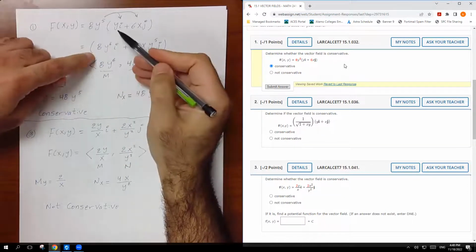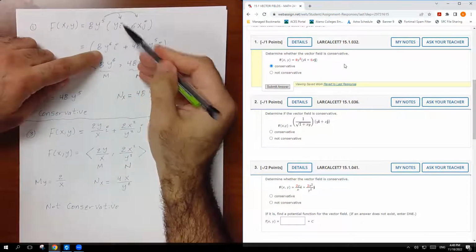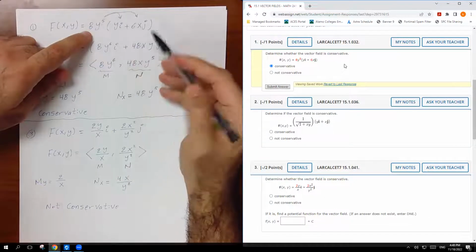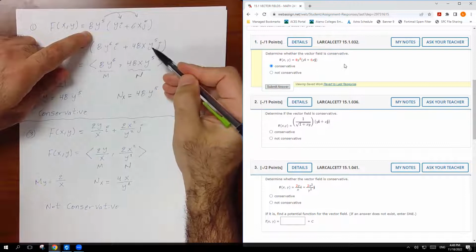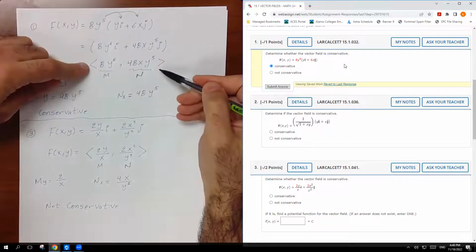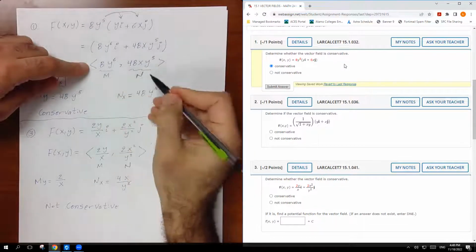So 8y is going to be 5 plus 1, which is 6, for the i, and 8 times 6 is going to be 48xy to the power 5 for the j. Write down everything in component form. This is M and this is N.